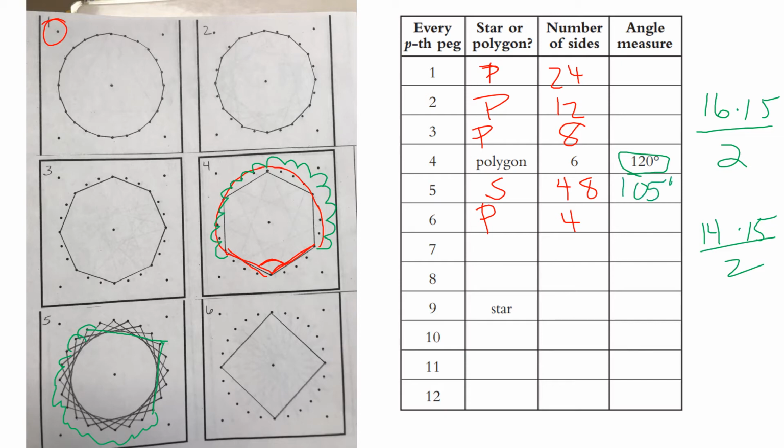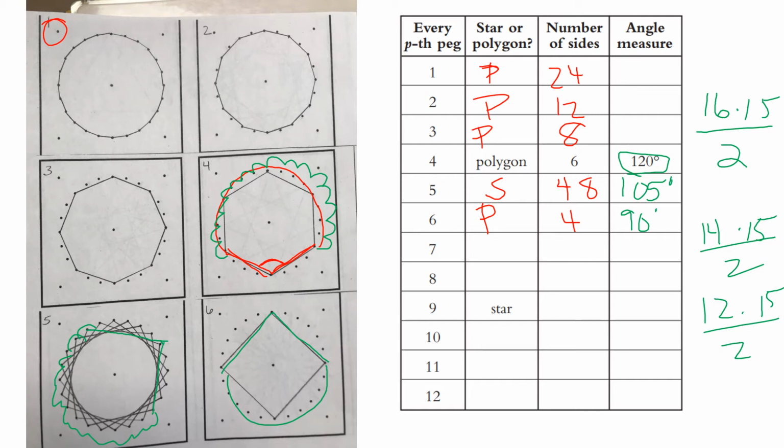So it's 105 degrees. For 4, here we go. We count around, that's 12. So 12 times 15 divided by 2. 12 times 15 divided by 2 is 90. So that's 90 degrees. And we were doing that. So I gave everybody about 10 minutes in class to work on that. And what eventually happened is we shared out our answers.